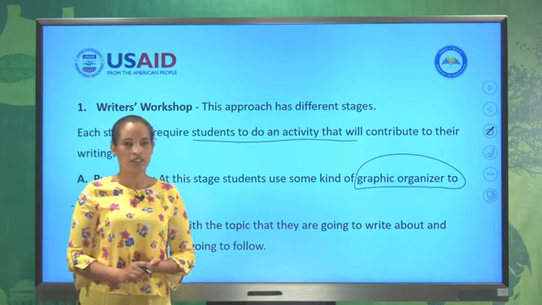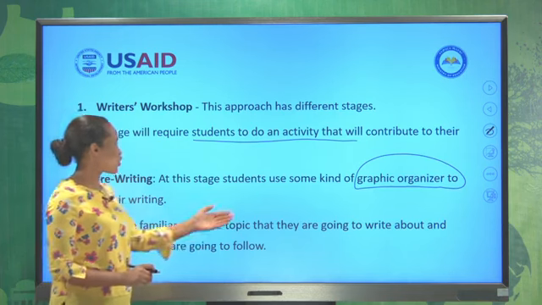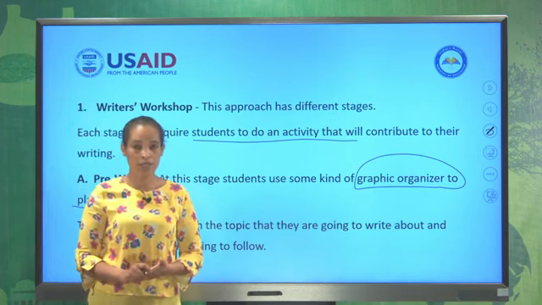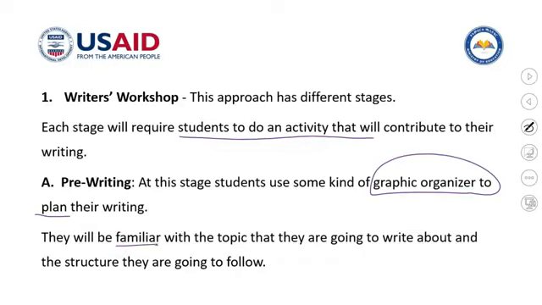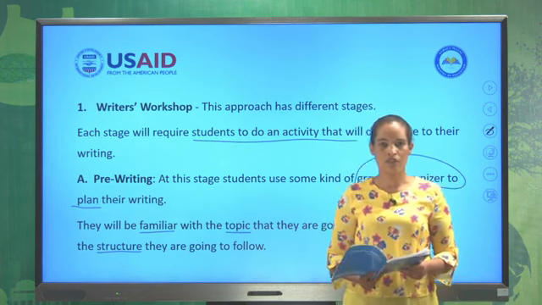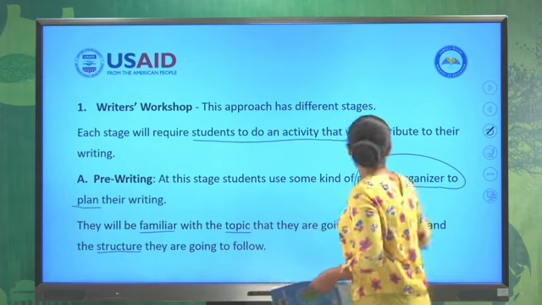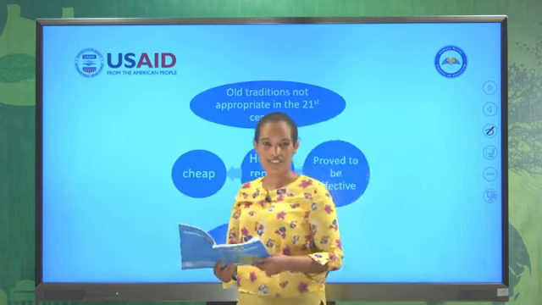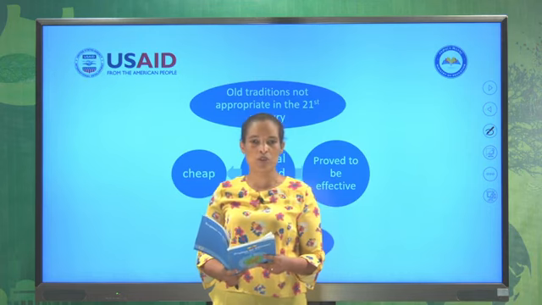The first stage of the workshop model is pre-writing. At this stage, students use some kind of graphic organizer to plan their writing. They will be familiar with the topic they are going to write and the structure that they are going to follow. All right, let us see a good example of this graphic organizer from the grade 8 English textbook, page 114. You can see this graphic organizer. Look here. It requires students to write a persuasive type of writing or a persuasive essay.